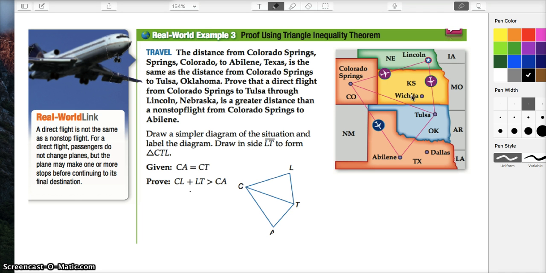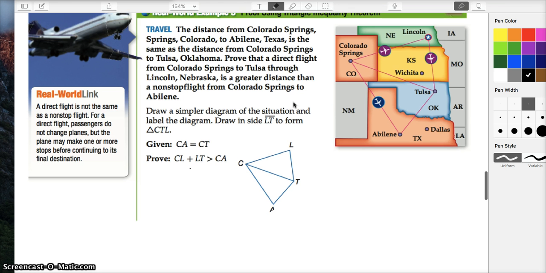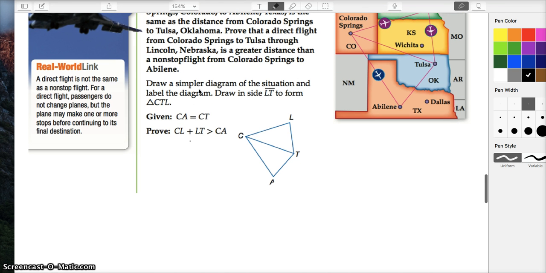The information that we're given is that this flight and this flight are equivalent. And I think right there you can already see what's going to happen. So the scaled down model is basically that CA and CT are equivalent. We need to prove that CL plus LT is greater than CA. And that's not going to be a hard proof. I'm going to write down the gist of the proof.